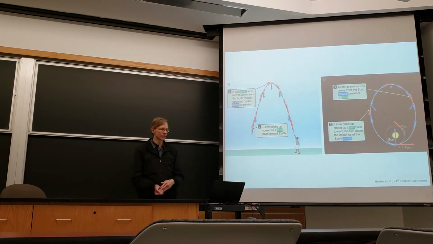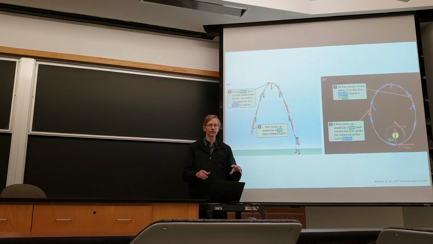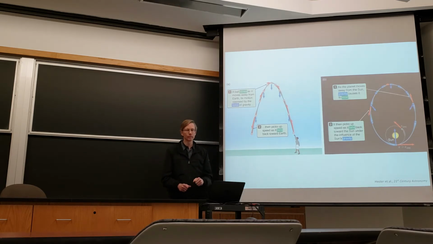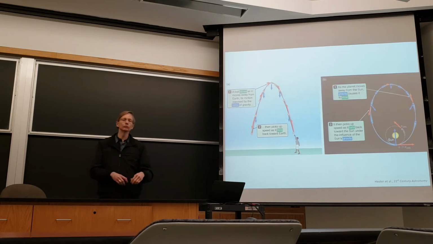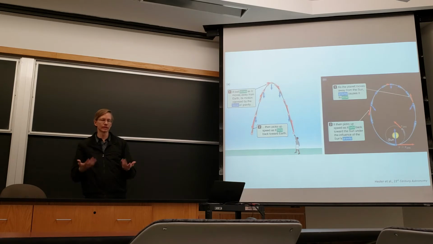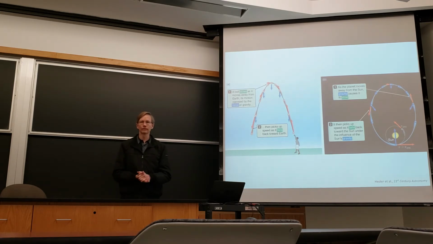Energy conservation says the total energy is constant. You can't create or destroy energy, but energy can be transformed from one form to another. And if you transform kinetic energy into potential energy, basically the planet loses just as much kinetic energy as it gains potential energy, and vice versa at any point as it's moving around the orbit.